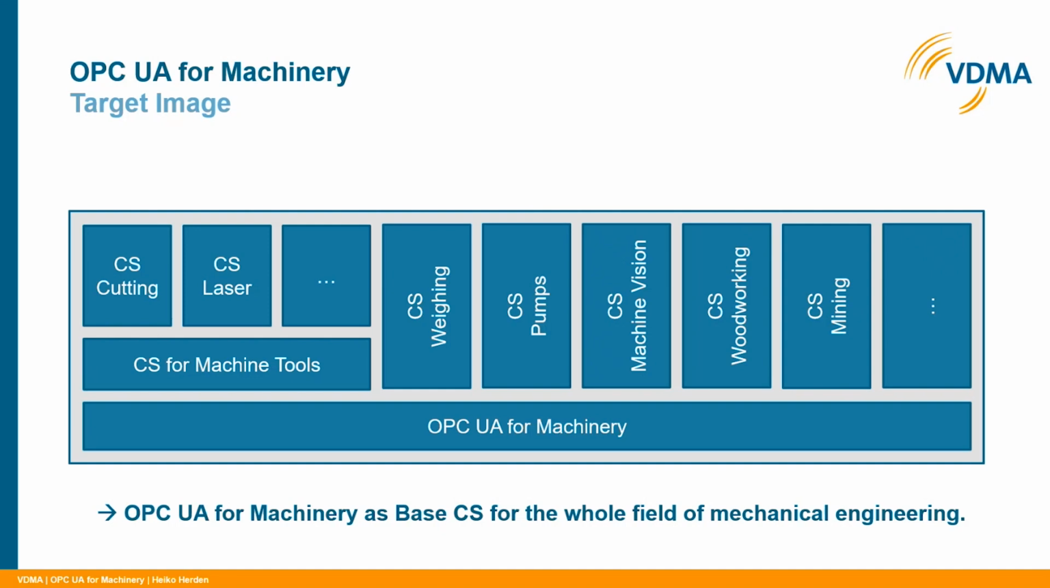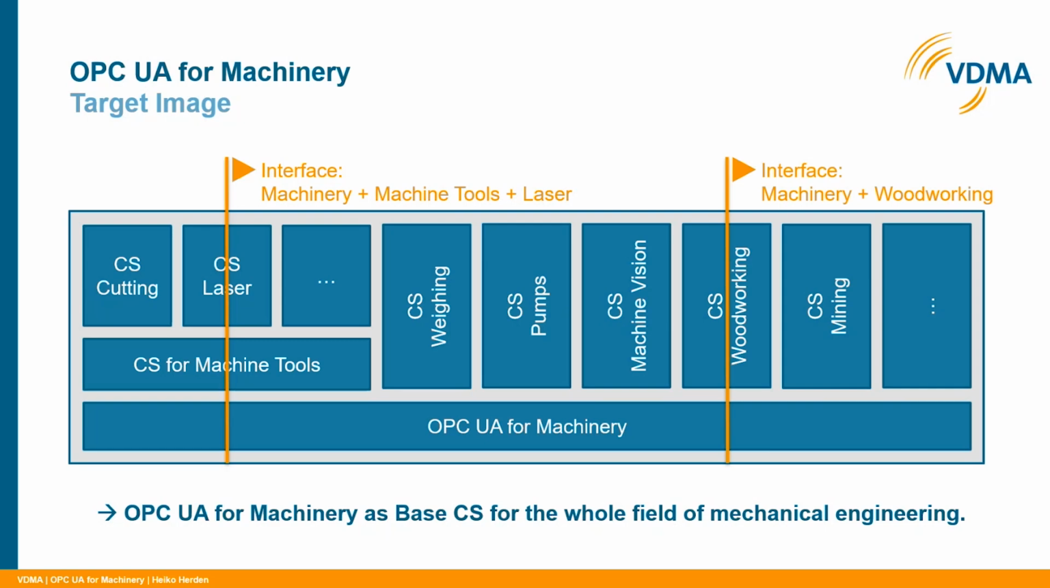Here on this slide, you can see that OPC UA for machinery really forms the basis for all these different domain-specific companion specifications. If I want to look at an interface, for example, from a laser machine, then I will see that I have a combination used. I use the machinery specification for, let's say, the base information, the generic information. On top, I will use the machine tool specification because a laser cutting machine, for example, is just a more specific kind of machine tool. And of course, I also need the laser specification for the very specific information like a laser power.